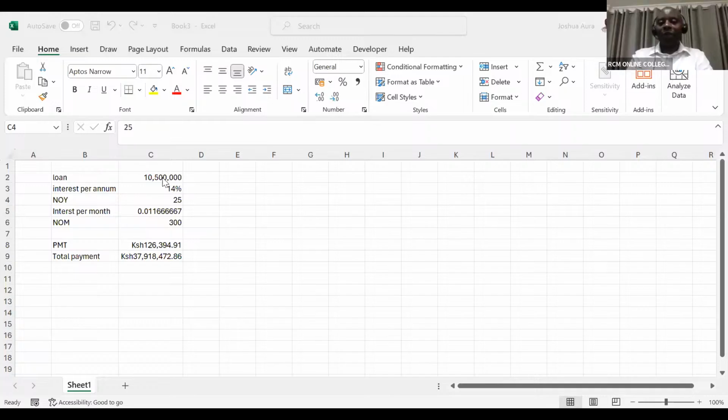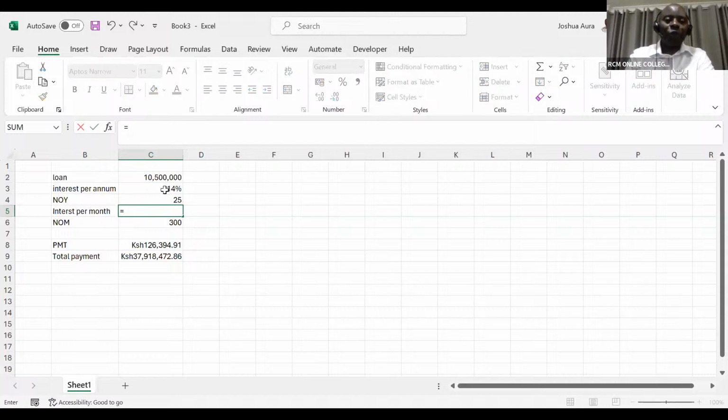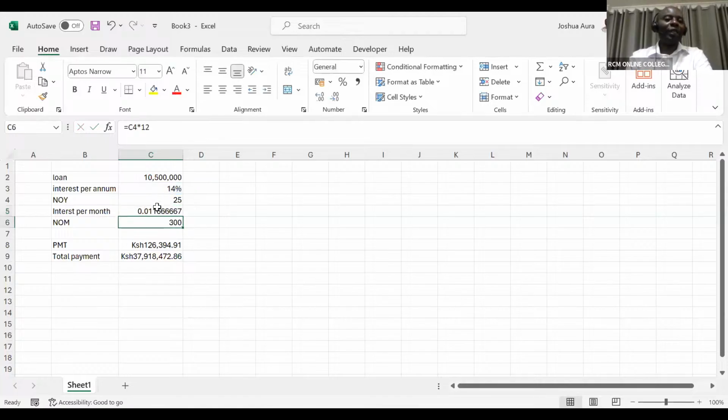Let's proceed here. So I would want to repeat this, ladies and gentlemen. The loan borrowed here is 10.5 million. Interest per annum is 14%. Number of years are how many? 25. So then how do I get interest per month? You guys are accountants. You know that if interest is 14% for a whole year, a year has got 12 months. So to get interest per month, I simply said equals, and I took this 14%, I divided this by 12. Then I was able to get this.